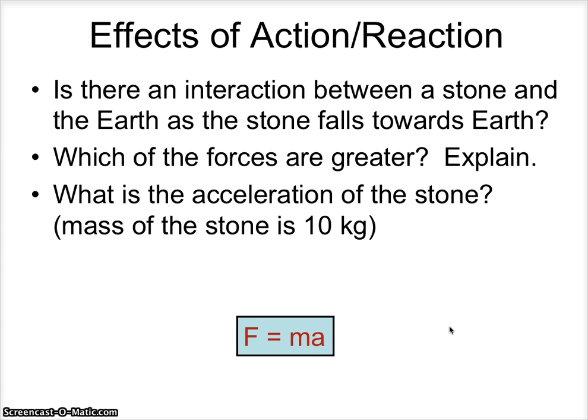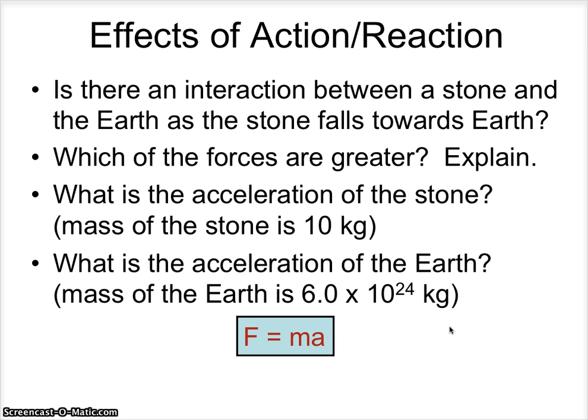And so now you have to decide what is the acceleration of the stone. Suppose that the mass of the stone is 10 kilograms. If you don't know how to answer this question, you may want to consider reviewing F equals ma, because the equation is right below. So now, what is the acceleration of the Earth? In this case, the mass of the Earth is 6.0 times 10 to the 24th kilograms.